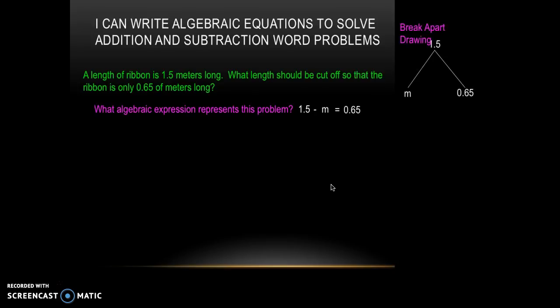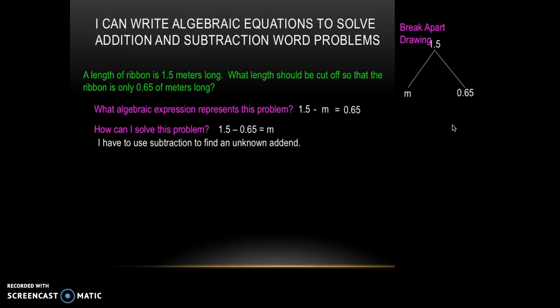So if we use a break apart drawing, we've got our 1.5, we've got these two things that add together to give us the 1.5, so we can take the 1.5 minus the 0.65 to get our missing number. All right? So we're going to have to use our subtraction.